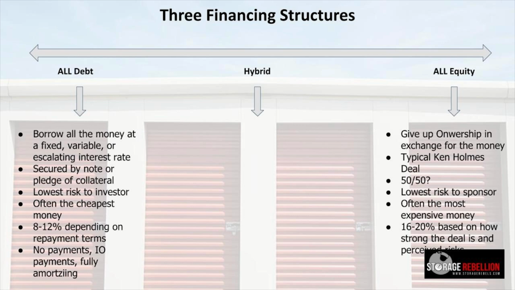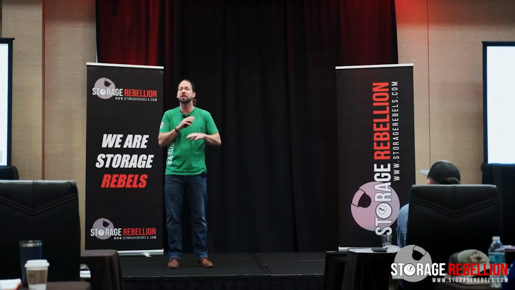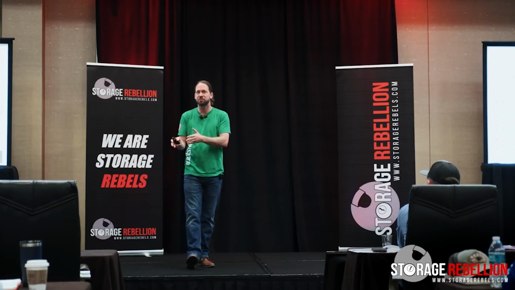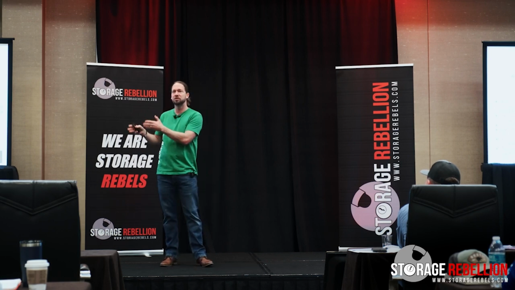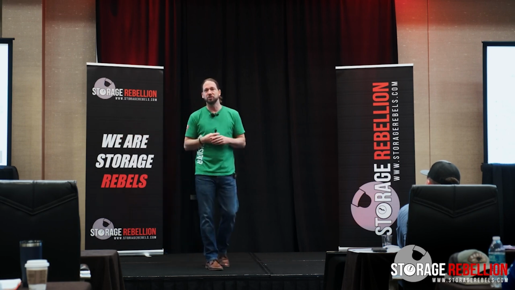Now, a lot of you guys are familiar with Ken Holmes. We talk about him a lot in the community. He's done this 50-50, and I put a question mark behind 50-50 because it doesn't have to be 50-50. It could be 40-60. It could be 60-40. It could be 70-30. It could be whatever you want, as long as the investors are satisfied and your deal can afford it. So the Ken Holmes model, the typical one he uses, is 50-50.